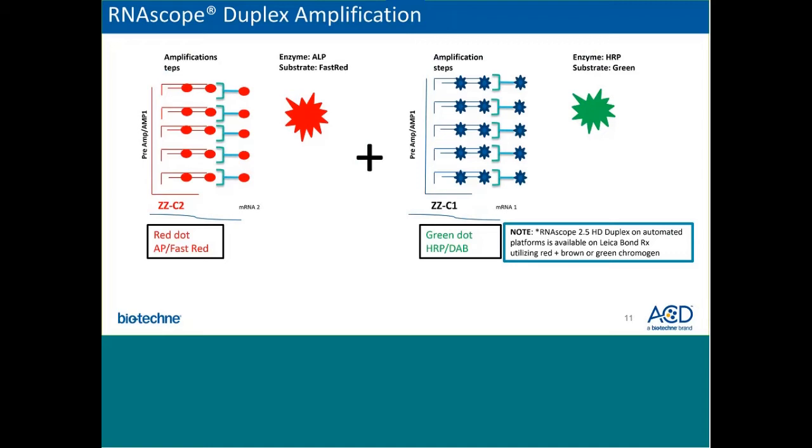You can note that the 2.5 HD duplex is automated. You can do this on the Leica Bond RX with either a red-brown or a red-green chromogen, or you can do this on the Ventana Discovery Ultra platforms as well using a red-brown combination.